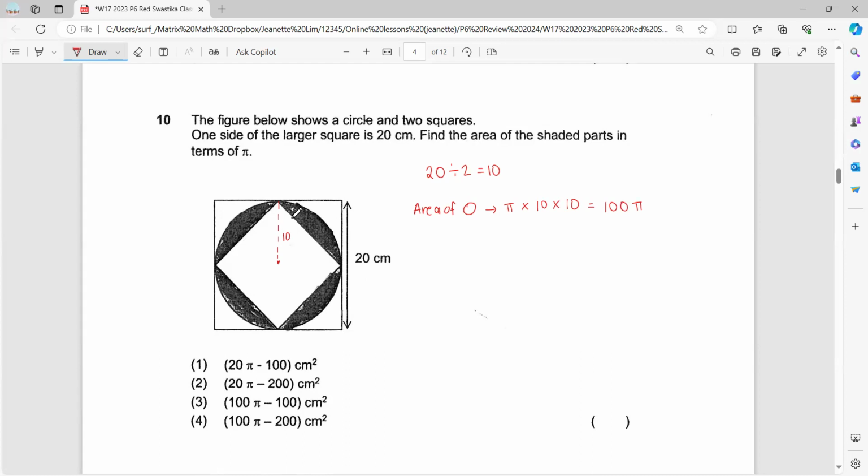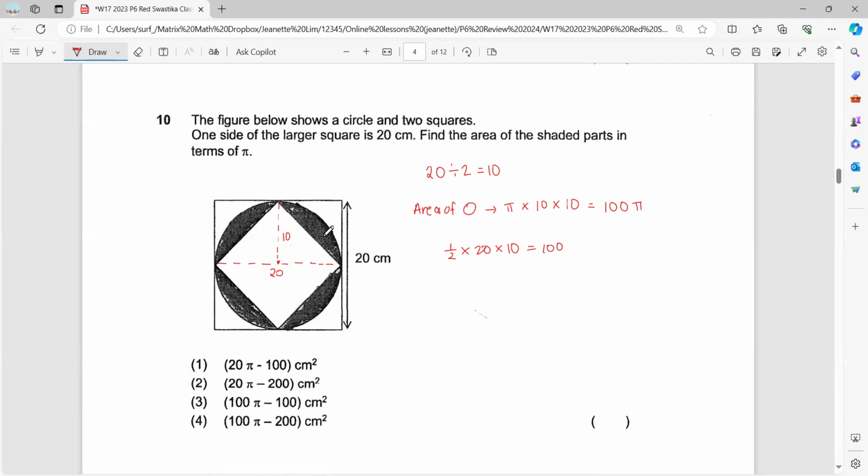Next, the area of the smaller square. There's a few ways you can find the area of the smaller square. I'm going to show you one of the ways. So if I were to split this square into two triangles, right? If I want to find the top triangle, half times base times height. Base is 20. So half times 20 times 10. Half of 20 is 10. 10 times 10 is 100. So this is only one half of the square, the triangle here.